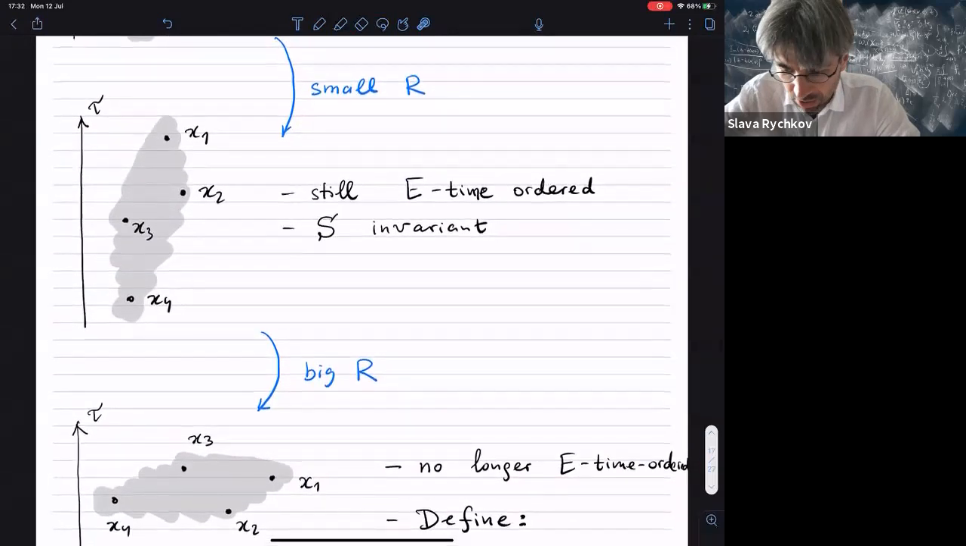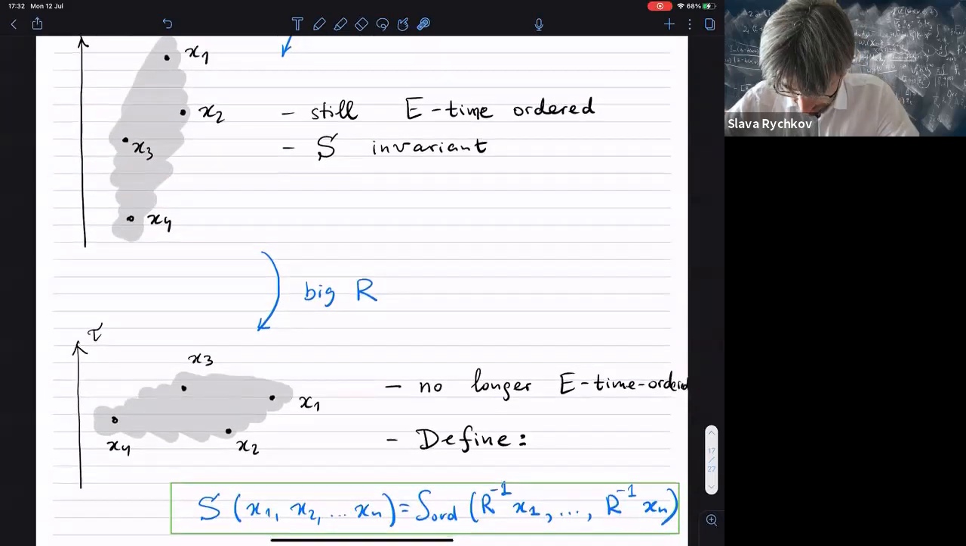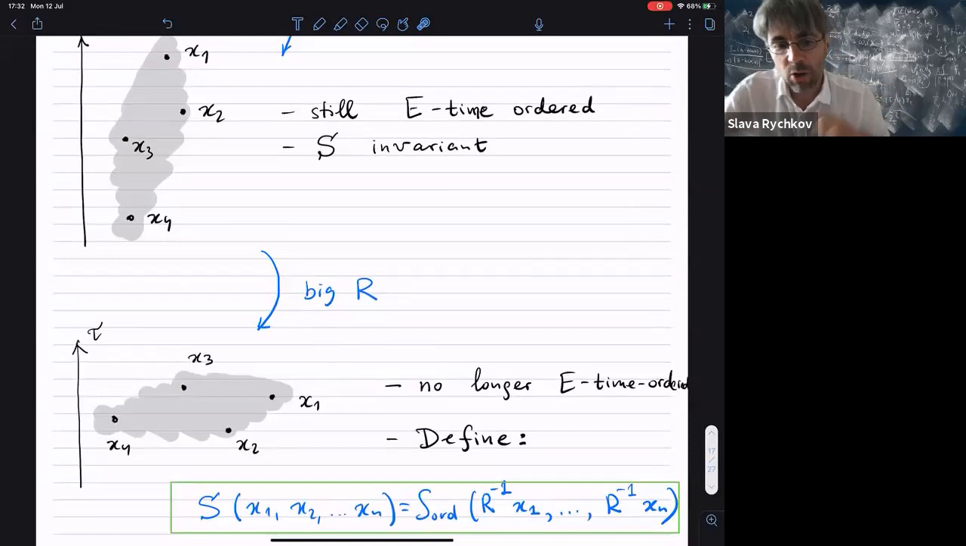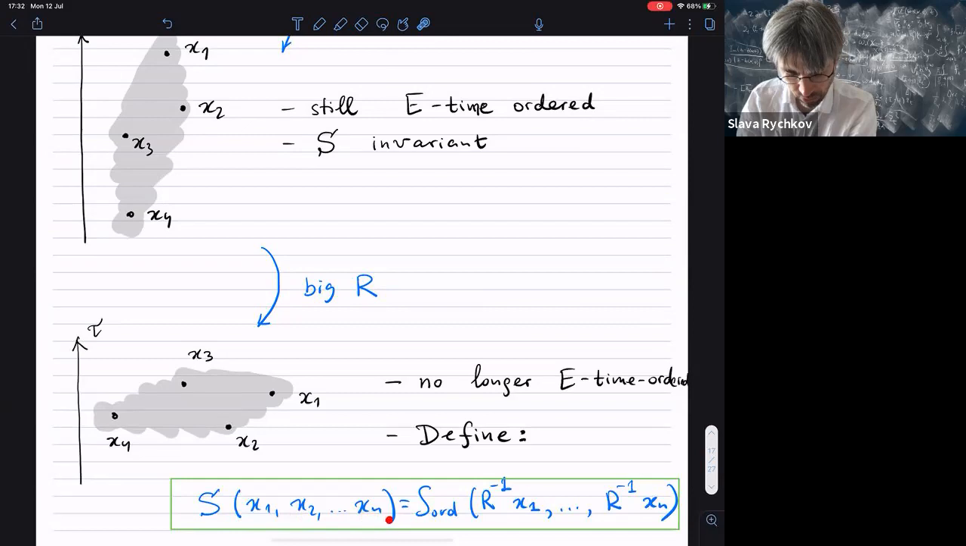But now, if you do a big rotation, so that the configuration is not ordered anymore in the tau direction, then you have to think what to do. A priori, you don't know what the Schwinger function for this configuration is. But actually, this is not a bug, this is a feature. If you have a configuration like this, which can be obtained from an ordered configuration by such a big rotation, then we are just going to define the Schwinger function for such a configuration to be equal to the ordered Schwinger function in the unrotated configuration. Let's just accept this as a definition.